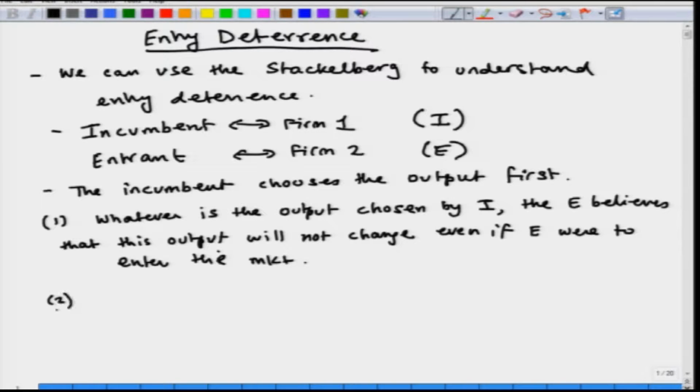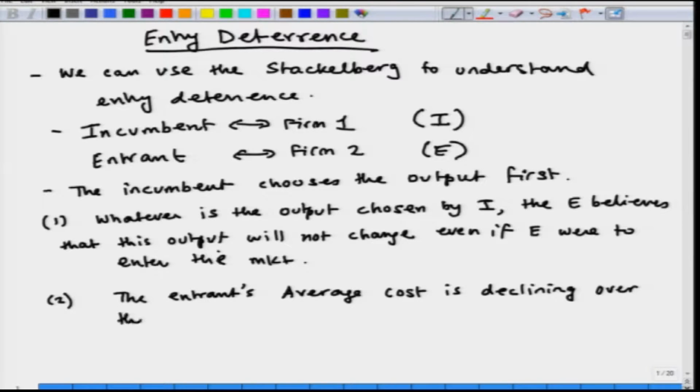The second assumption that we are going to impose is that the entrant's average cost is declining, right. So, the entrant's average cost is declining over the initial levels of output.